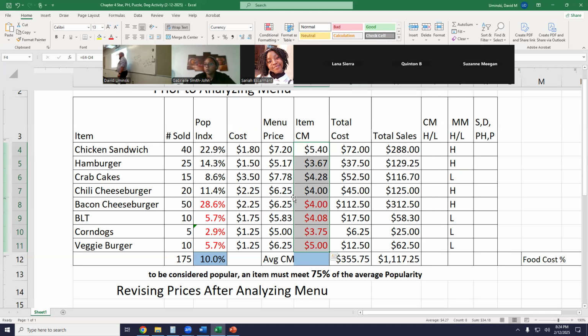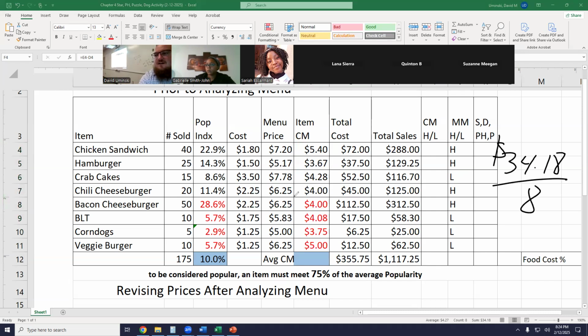Okay. Average is $4.27. Now, if I added all these up, I would get $34.18. What would I divide $34.18 by in order to get my average? 8. Divide by 8, and my average is $4.27. So that's what I would put right here, $4.27. And now I can do my contribution margins.